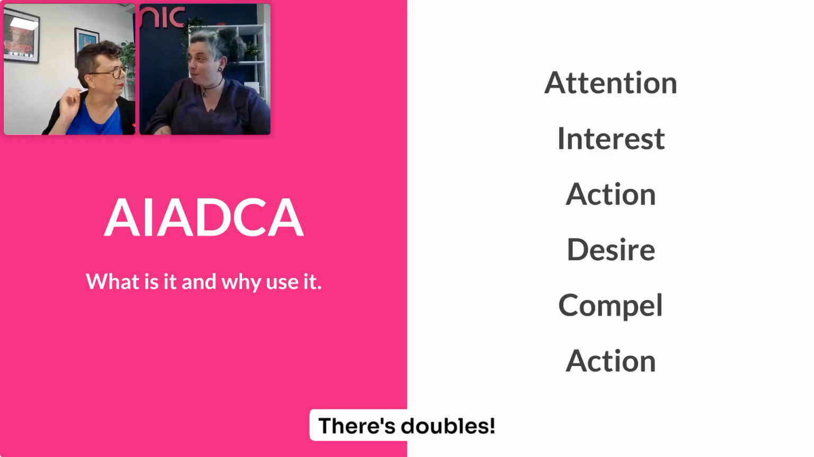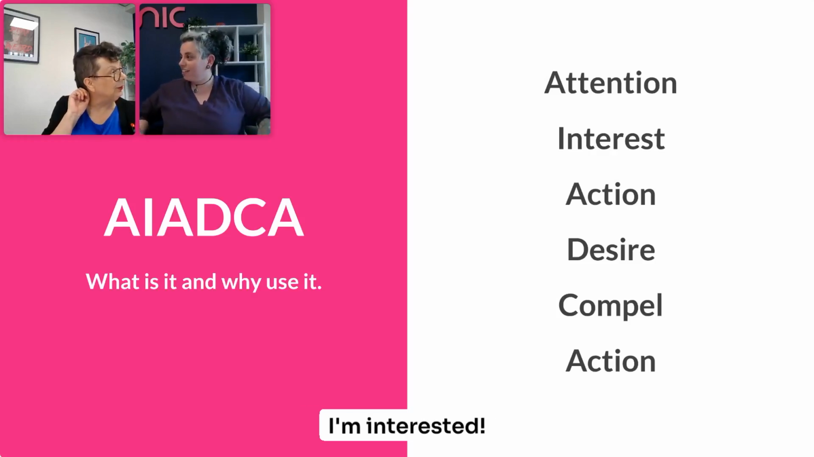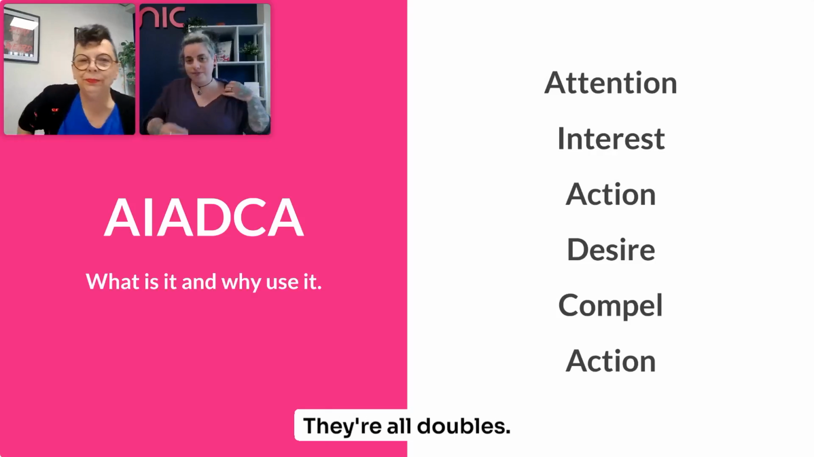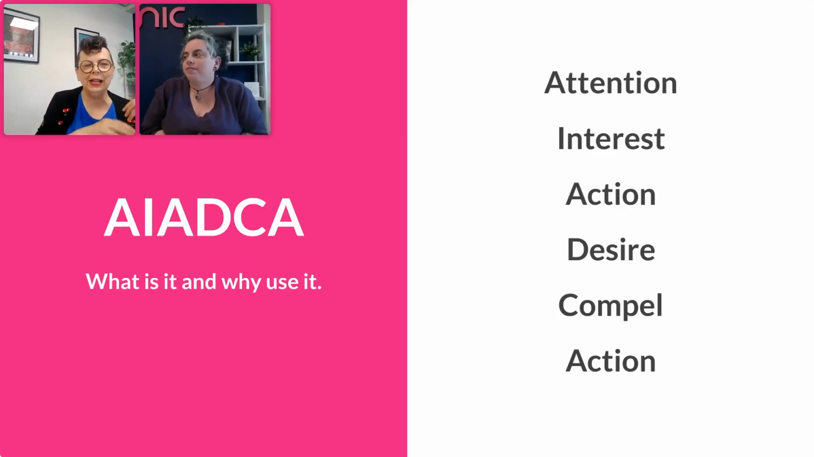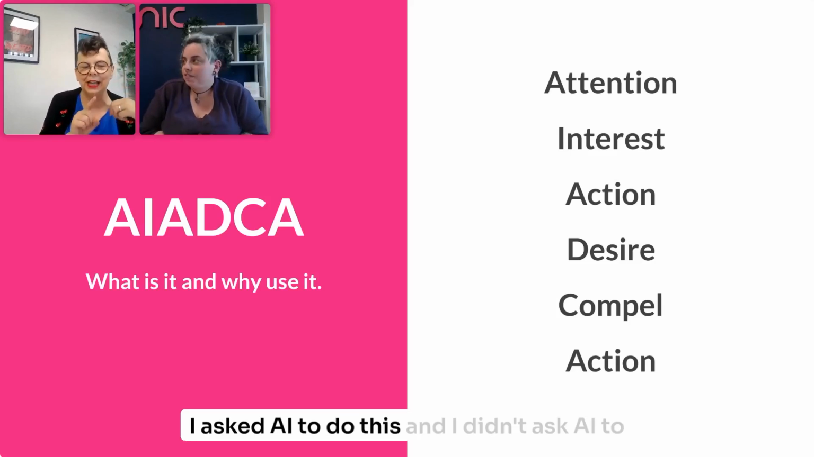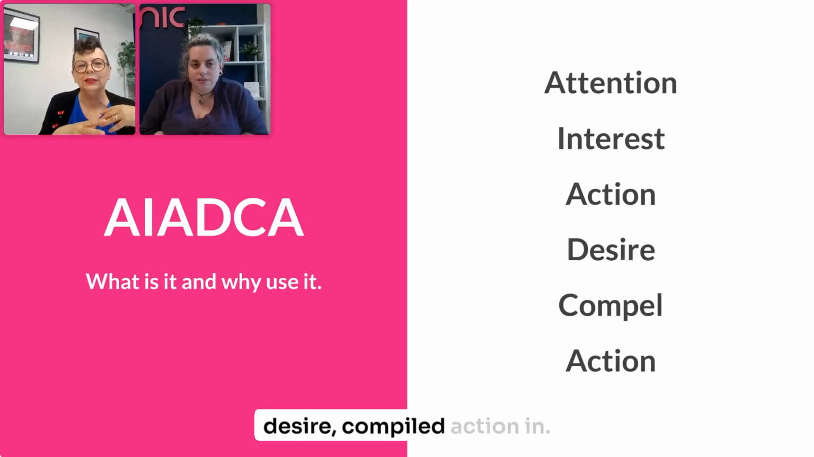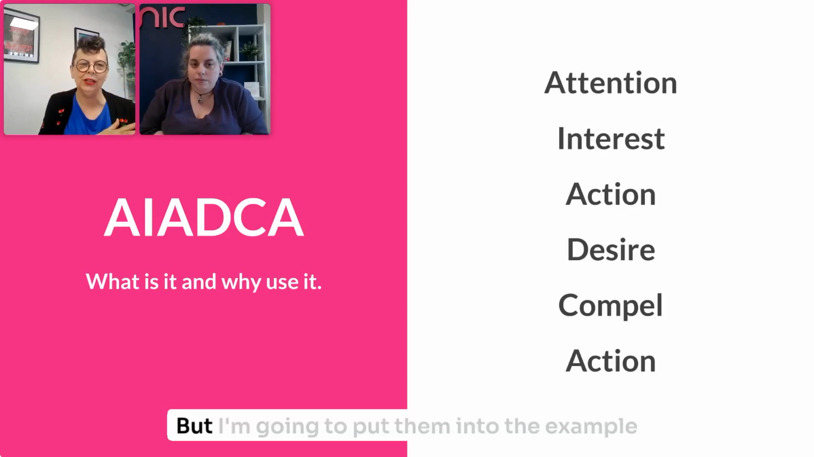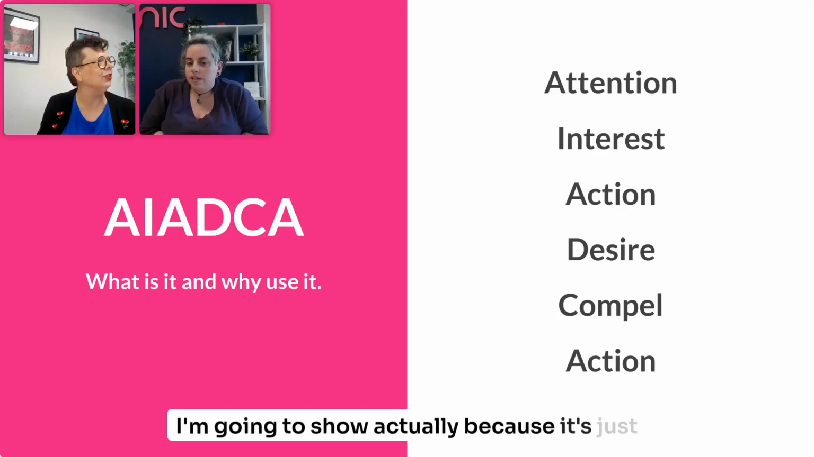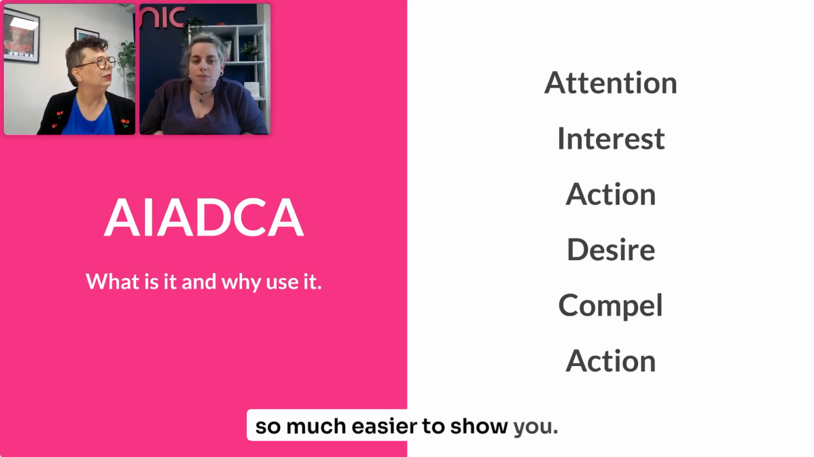So there's doubles. They're all doubles. I asked AI to do this, and I didn't ask AI to put my attention, interest, action, desire, compel, and action in. But I'm going to put them into the example I'm going to show, because it's so much easier to show you.